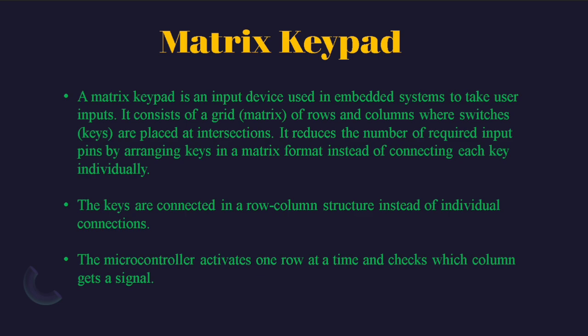Then matrix keypad. A matrix keypad is a type of keypad arranged in rows and columns to reduce the number of connections needed to a microcontroller. Instead of having a separate wire for each button, the keys are arranged in a grid pattern. When a key is pressed, a connection is made between a specific row and column. The microcontroller activates one row at a time and checks which column gets the signal.